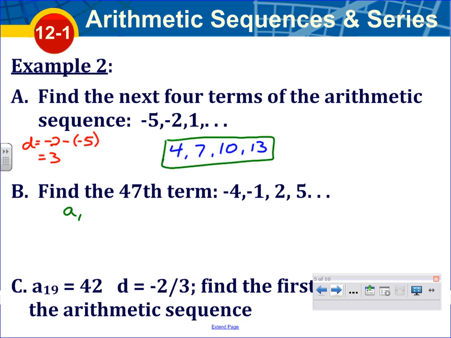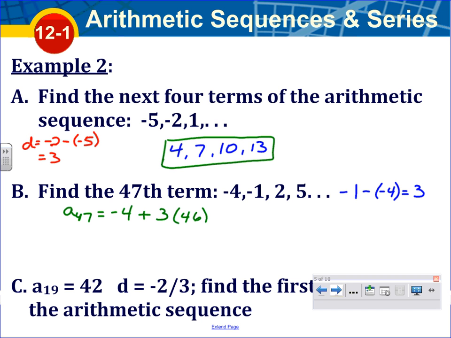So A sub 47 is going to equal my first term, which is -4, plus now my D. So again, over here with my thought cloud, I'm going to take my second term minus my first term, and that gives me 3 as my D. So then I'm going to put that in there. And then 47 minus 1 is 46.